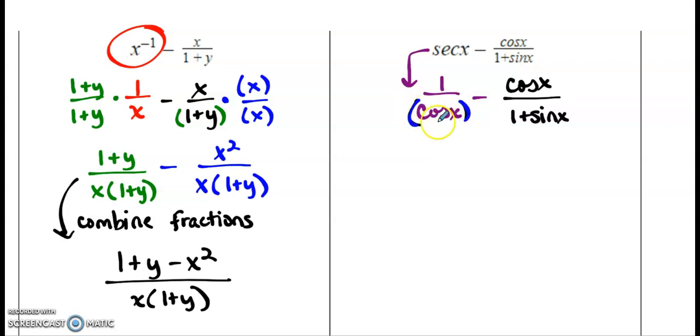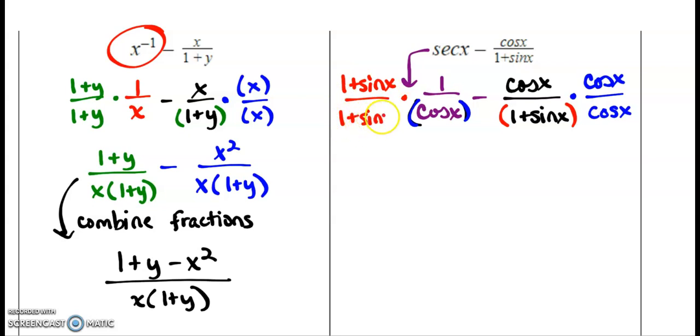So the left fraction has a denominator of cosine. I need to multiply the right fraction by the cosine of x. And then I'm going to take the fraction on the left, and I'm going to multiply it by 1 plus sine of x over 1 plus sine of x. So again, notice, the denominators basically go to the other fraction, okay? Top and bottom, multiply. And so I get 1 plus the sine of x over cosine times 1 plus sine.